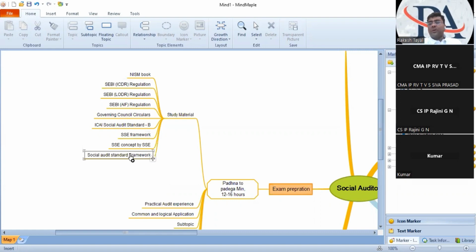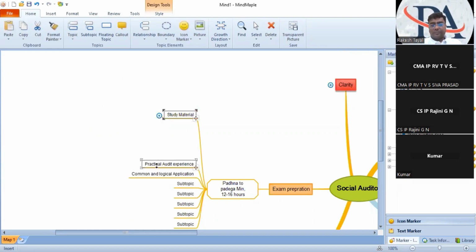So 8 documents you have to read. It will take 6 hours of study. Underline those. I will come to how to read, what the approach should be. But first you have to read it. In one go you have to read.